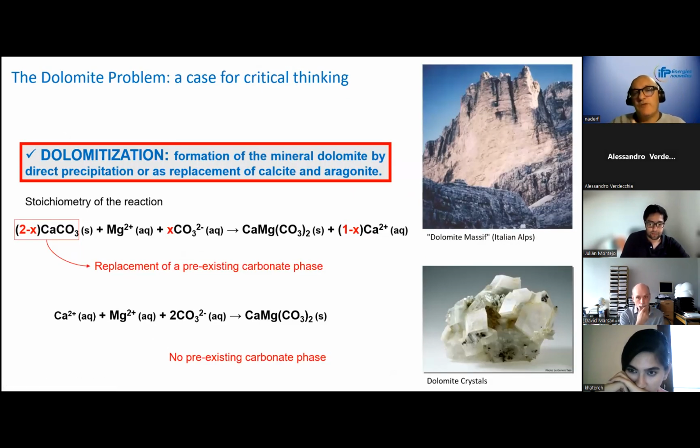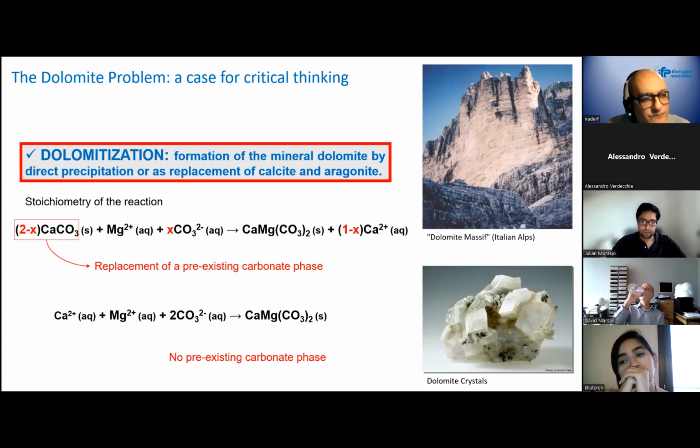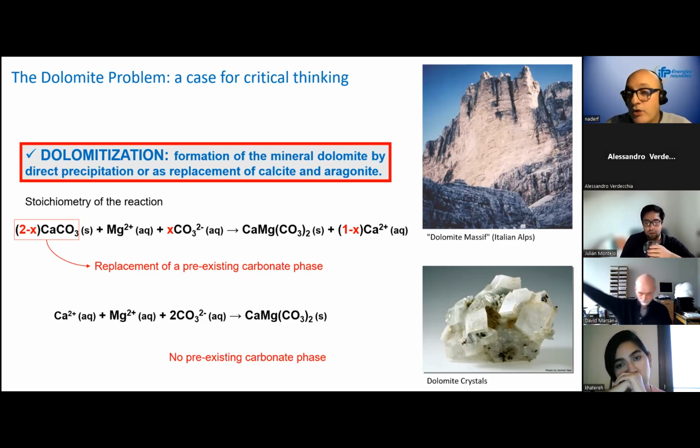So let me give you an example of one of these problems in critical thinking, where I dig into the past and get it out for you from my own career, let's say. My PhD, more than 20 years ago, was on dolomitization. Dolomitization is the formation of the mineral dolomite by direct precipitation or replacement from calcite and aragonite.